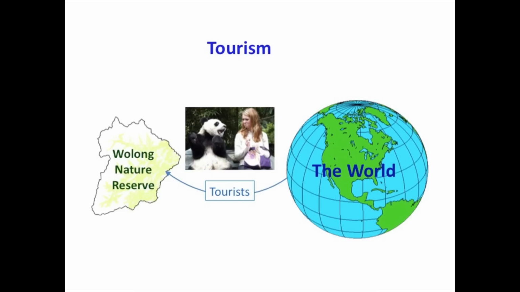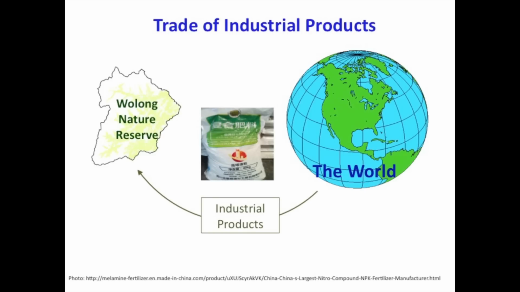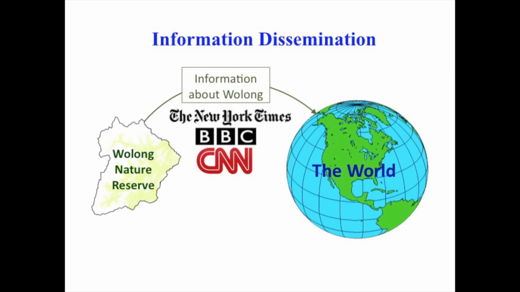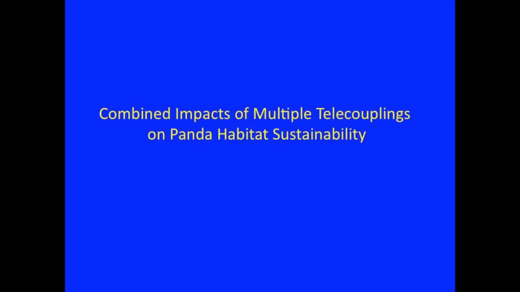Okay, tourists, right? A lot of people from around the world come to see the pandas, and agricultural products go from Wolong to the cities and other places. To produce agricultural products, the farmers have to buy industrial products, and then information about Wolong has been disseminated worldwide through news media and books and so forth. And conservation money goes to Wolong from the government and international organizations to protect the panda habitat. So there are multiple impacts, multiple telecouplings on panda habitat sustainability.